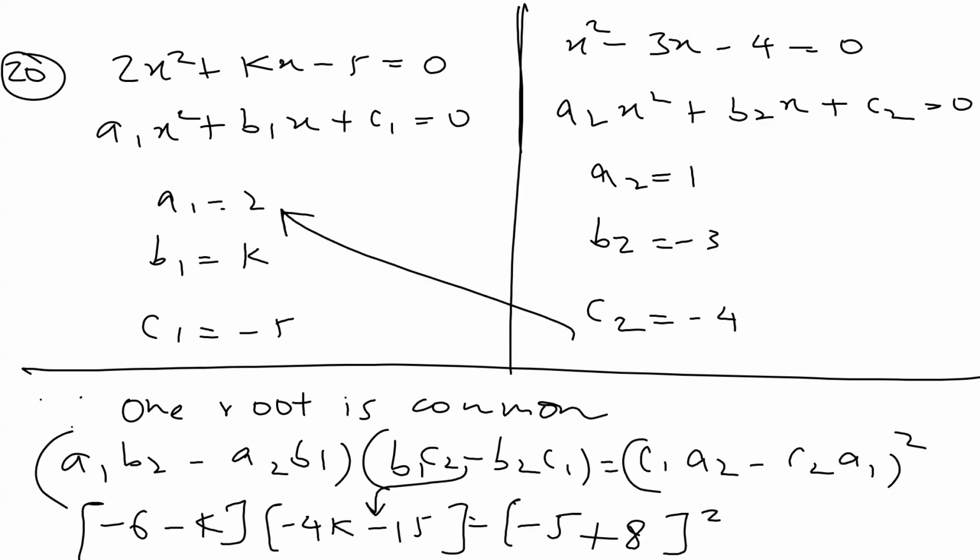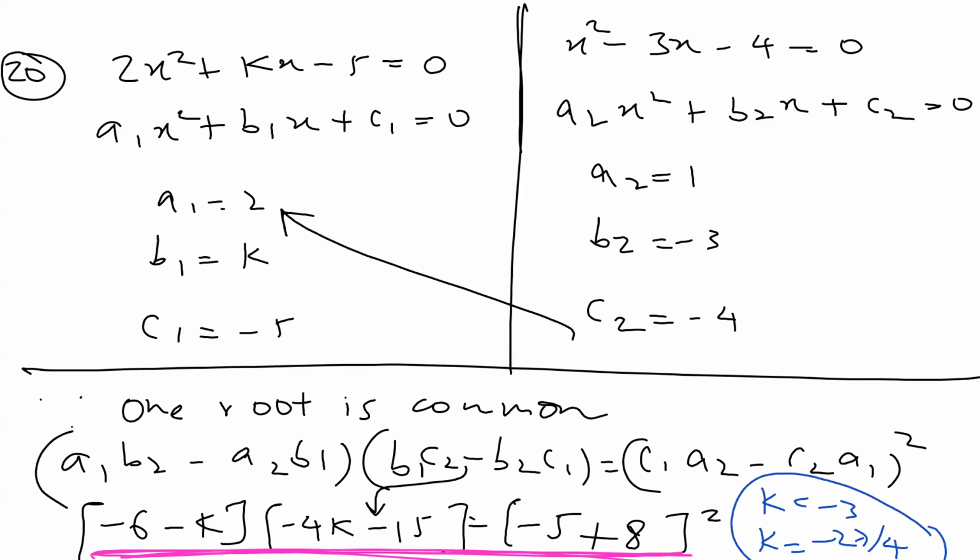Clear? Now don't you feel you will get a quadratic equation over here? Yes, you will get some quadratic equation. Once you solve this, you will get two different values of k. So k is equal to minus 3. I'm directly giving you the answer looking at the worksheet, and k is equal to minus 27 by 4. Okay. Now the solution is not yet over. This is just the value of k.